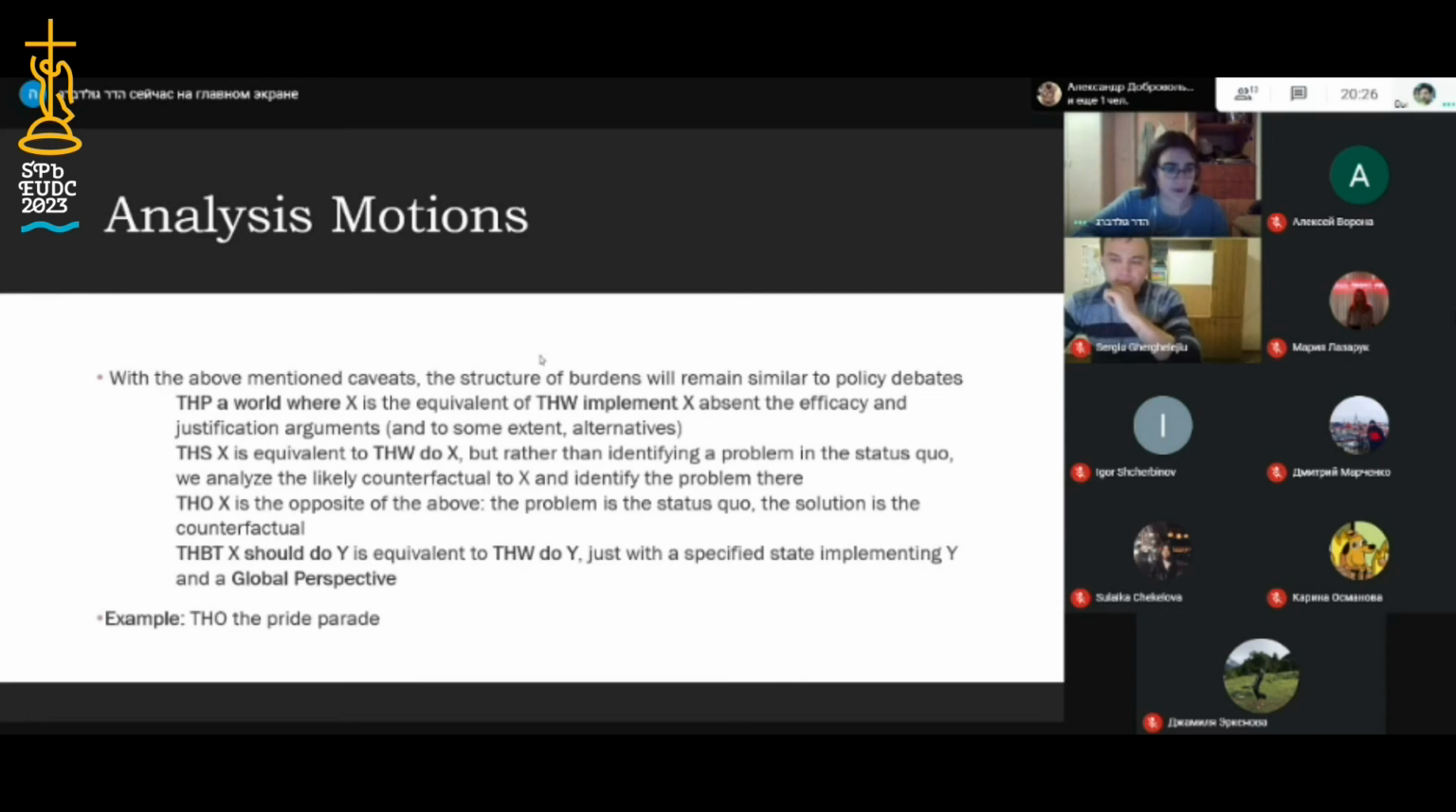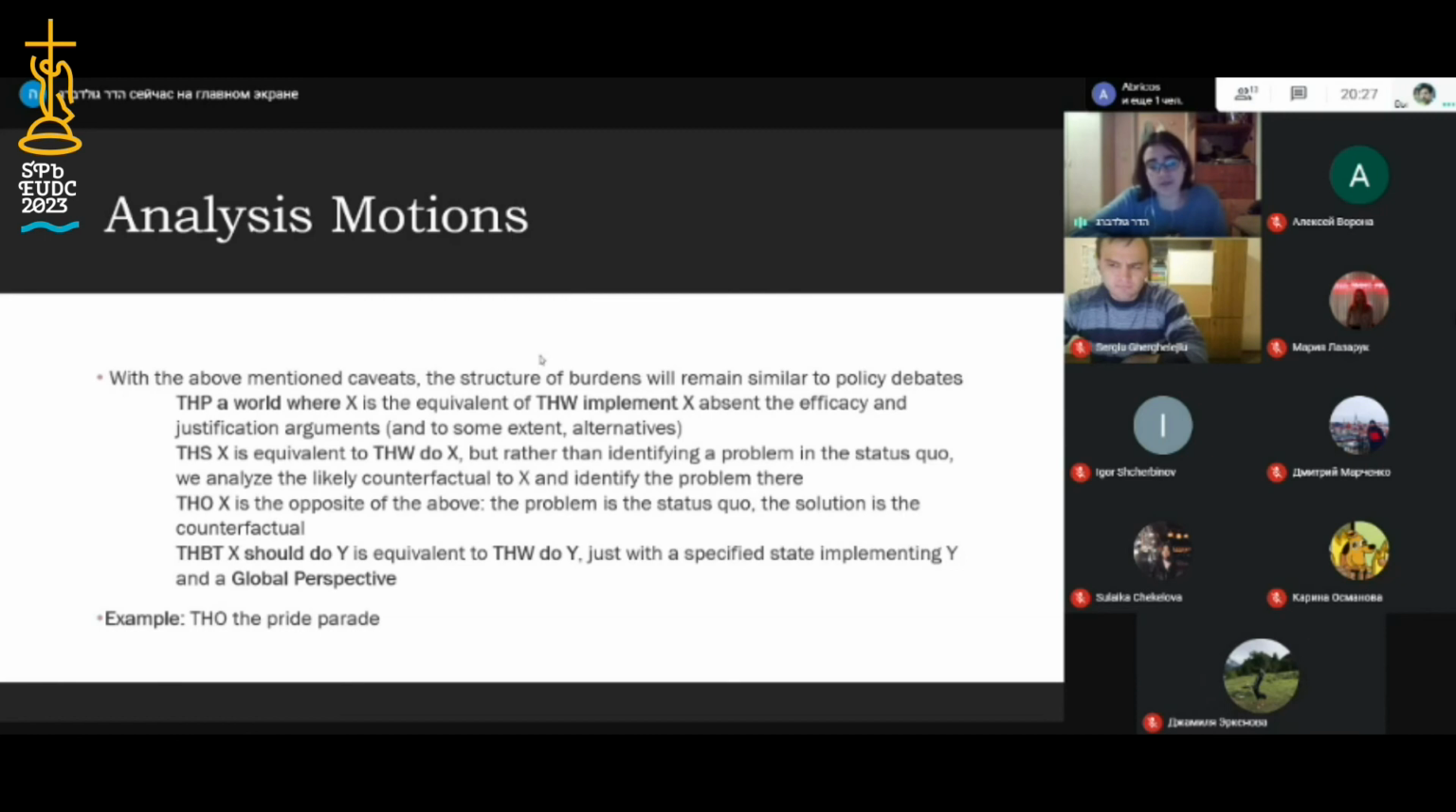Yeah. Okay. Do we need to prove utility? Yes. Probably yes. It's going to be probably yes in almost any motion. And do we need to prove that this is the best solution out of all alternatives? No, I don't think we should look at the alternatives because we oppose this exact solution.